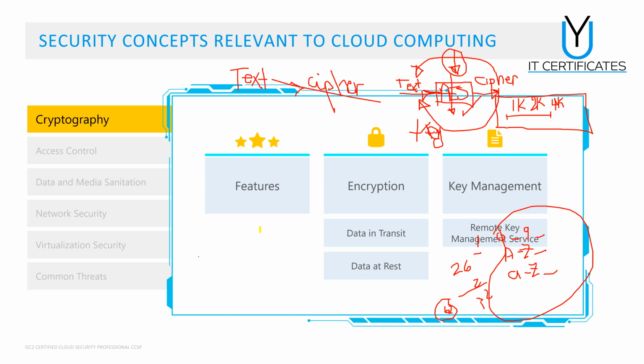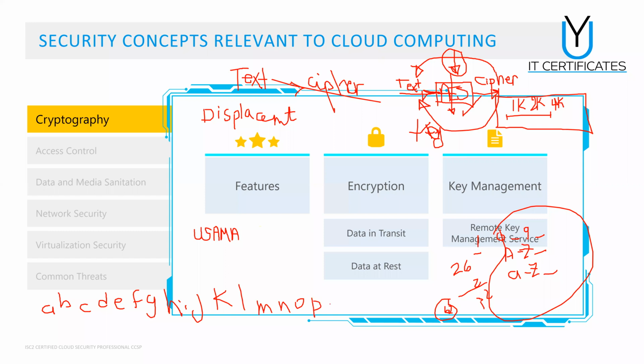What are these basics? Suppose that you have the word Osama, and I want to send it to the soldiers or the leaders in the field. I will have an algorithm called displacement. What is displacement? You know the alphabet: A, B, C, D, E, F, G, H, I, J, K, L, M, N, O, P, Q, R, S, T, U, V, W, X, Y, Z. If I want to make a displacement, this means that for any character, I will displace it.